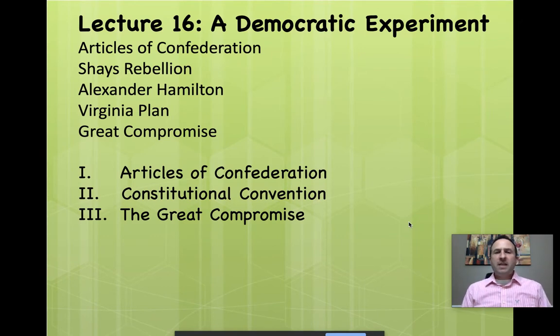And as you can see, today's topic is a democratic experiment, leading up to the formation of the Constitution of the United States, our government.